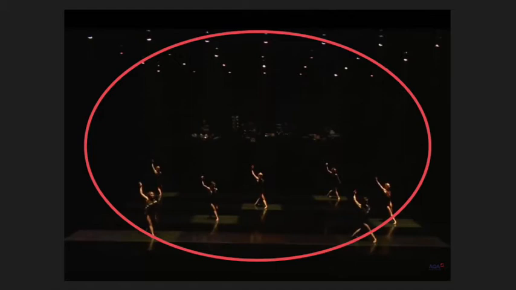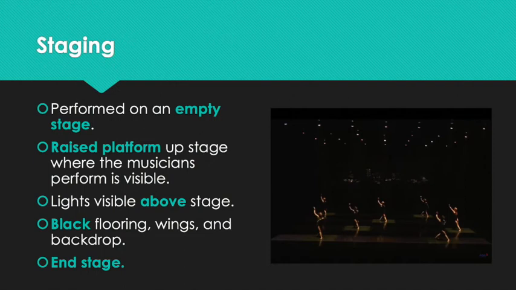You have 3 minutes. Section 2 is performed on an empty stage and the raised platform where the 4 musicians perform is slightly visible. The lights above the stage shine down onto the dancers, which almost look like twinkling stars. There is black flooring, wings and backdrop, and it is performed on an end stage.